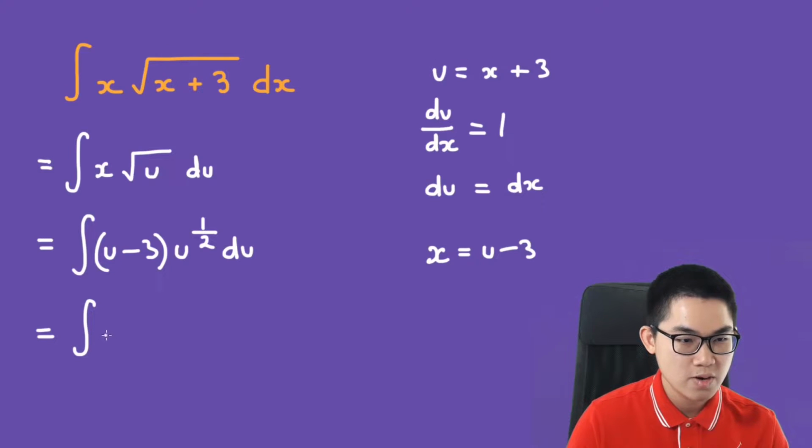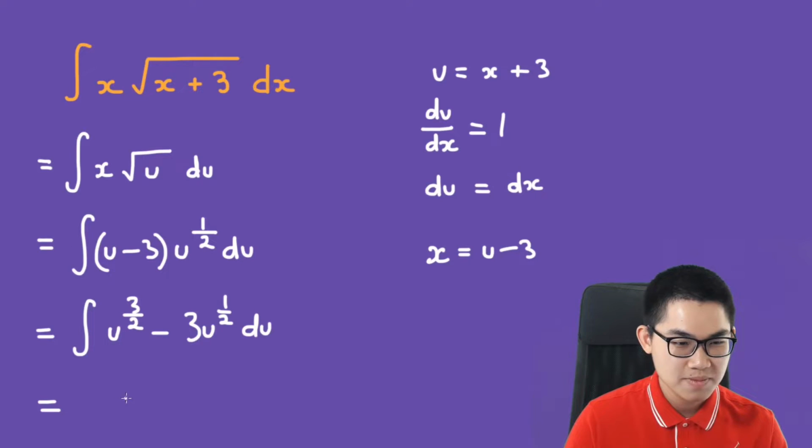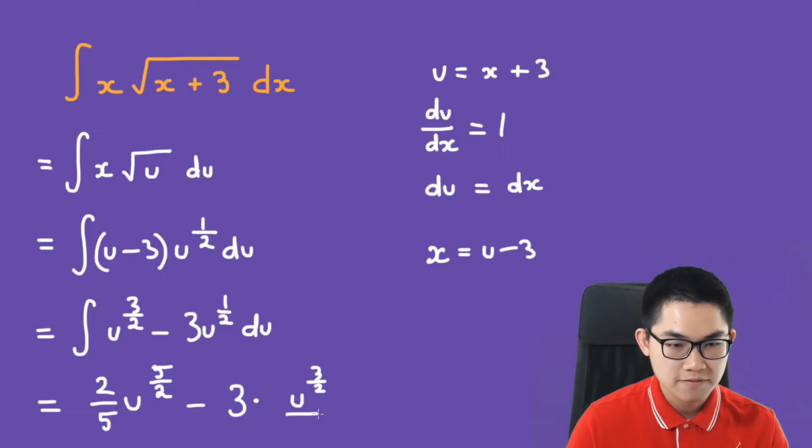This is the integral of u to the power of 3 over 2 minus 3 times u to the power of 1 over 2 du. And what is the antiderivative of this? Well, it's going to be u to the power of 5 over 2 divided by 5 over 2, which is the same as multiplying by 2 over 5. And here we have 3 times u to the power of 3 over 2 divided by 3 over 2, which is the same as multiplying by 2 over 3, plus c.